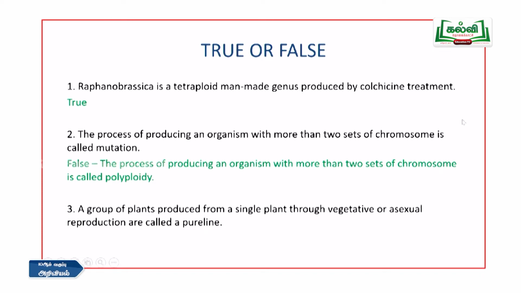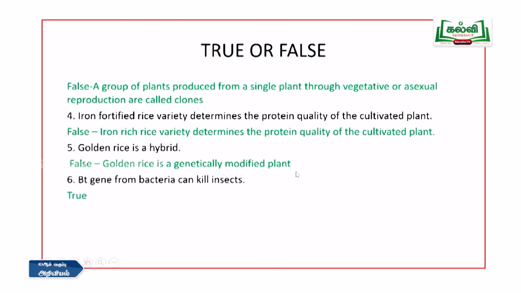So now question number 2, the process of producing an organism with more than 2 sets of chromosomes is called mutation. It is false, so you want to write the correct answer. Question number 3, a group of plants produced from a single plant through vegetative or asexual reproduction are called a pure line. Here the statement is wrong. To find the correct statement, everything is the same; at last, the word is pure line.